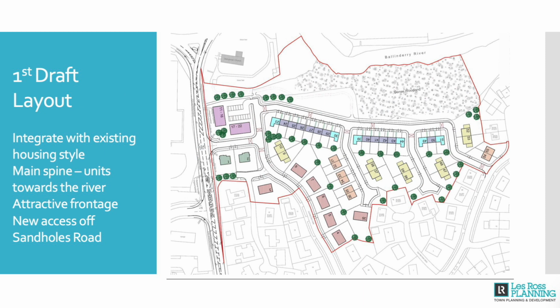Okay, so the next sketch here shows our first draft layout, which we showed at the public consultation event in July 2019. So that maybe shows you in a wee bit more detail what we're thinking about these houses that front down onto the river bank, a good sense of frontage along the Sandholes Road, and how you'd connect the existing and proposed housing there. I'm not going to dwell on this too much because we've moved on very much from this layout, but this was the initial concept.